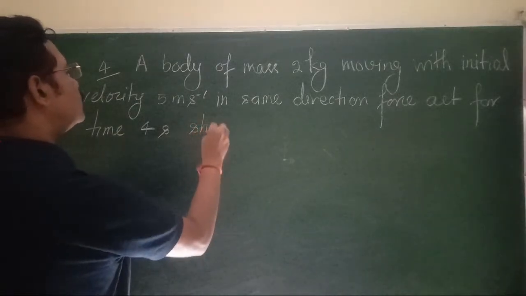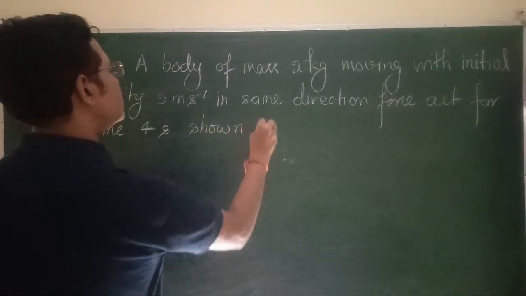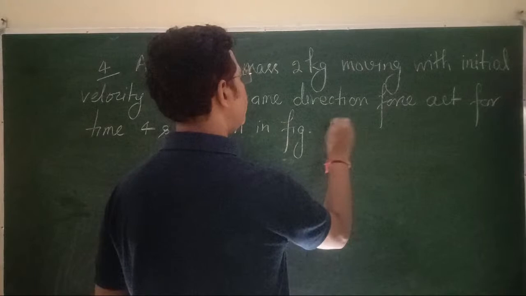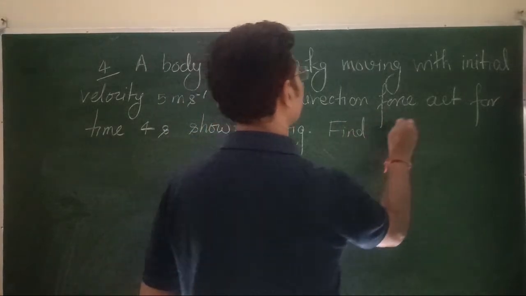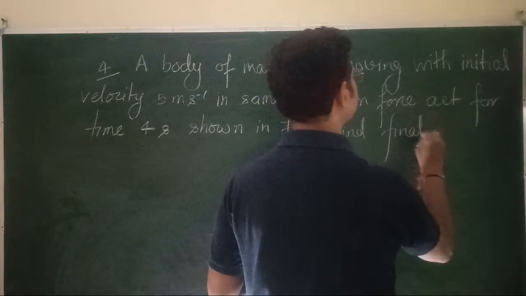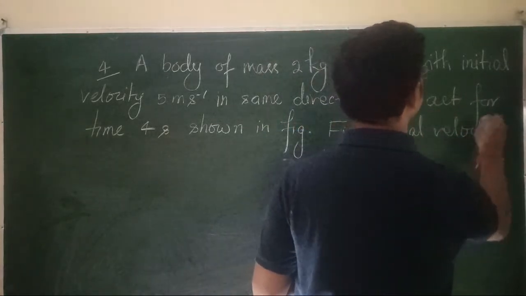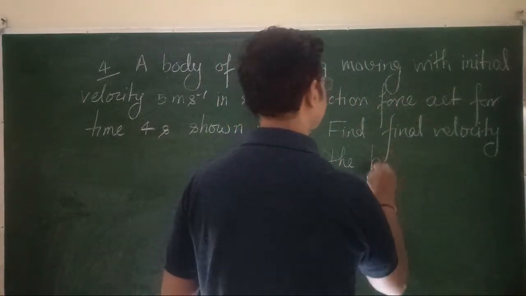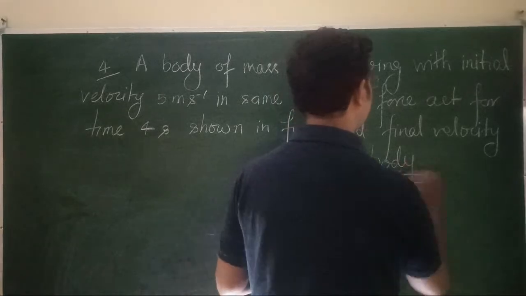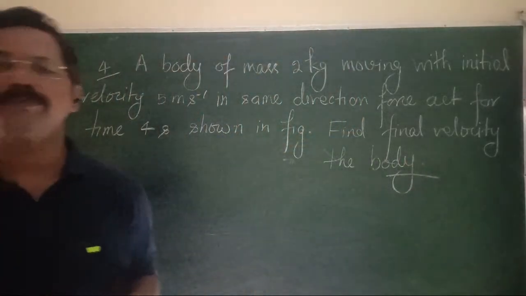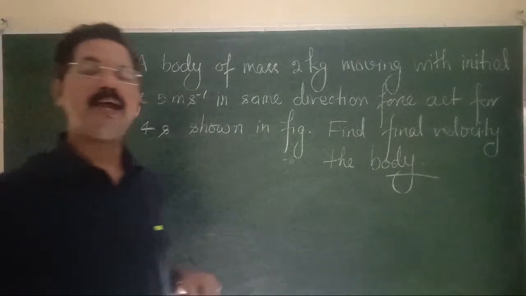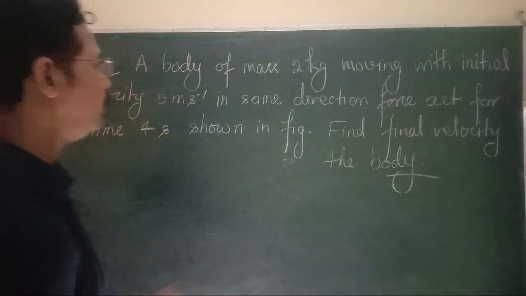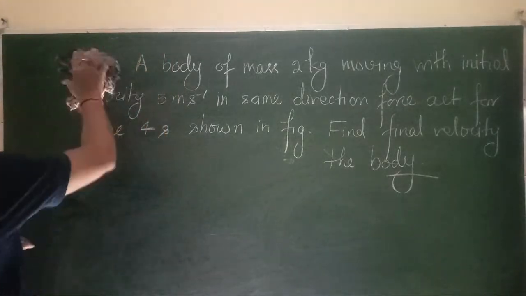Shown in figure or graph. Find the final velocity of the body. One graph or figure is given here in the question. We have to find out the actual value of the final velocity.